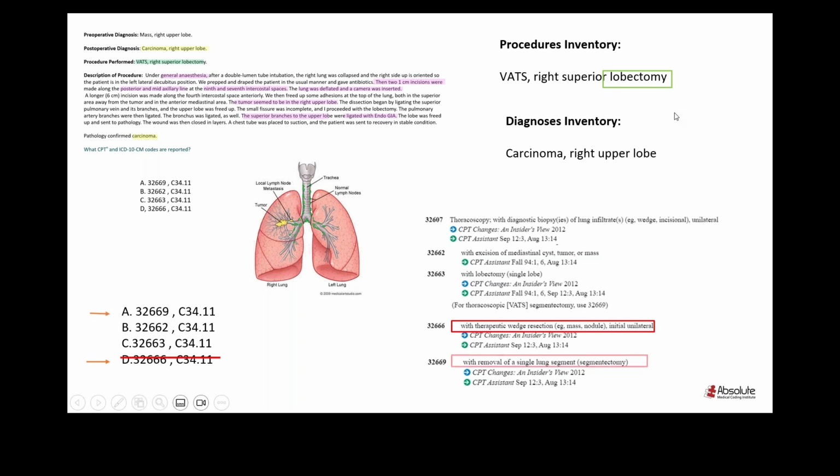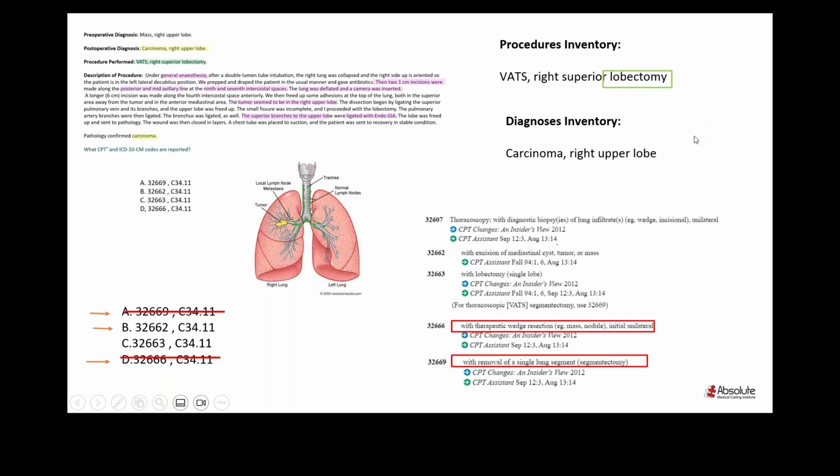And now let's look at option A, that is for 32669, which is for a thoracoscopy with therapeutic wedge resection. Sorry, which is for a thoracoscopy with removal of single lung segment or segmentectomy. It was lobectomy performed here, so option A is also incorrect. That's not matching with our procedure inventory.